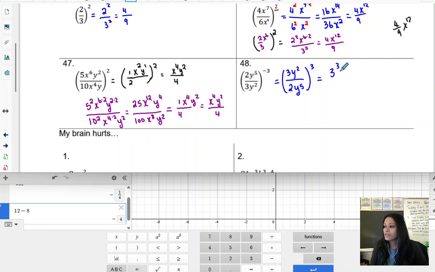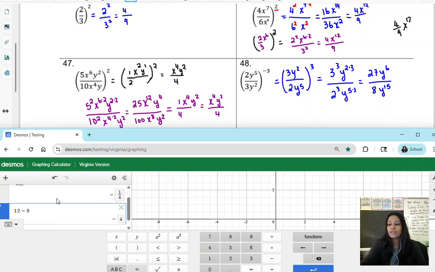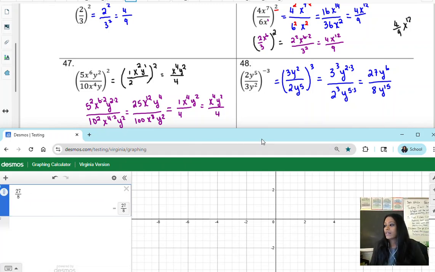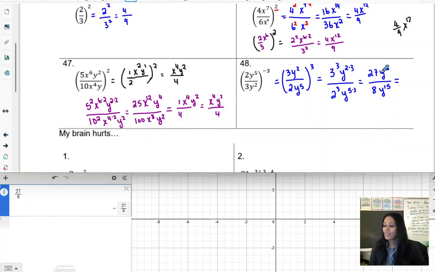3 cubed, y to the 2 times 3, and then 2 cubed, and then y to the 5 times 3. And then 3 cubed is 27. 3 times 3 times 3 is 27. And then y to the 6. 2 cubed is 8. 2 times 2 times 2 is 8. And then 5 times 3 is 15. You can try to reduce 27 over 8, but it won't. It's already the lowest reduced fraction there is. And then that's it. Well, that's not it. I can simplify the y's.